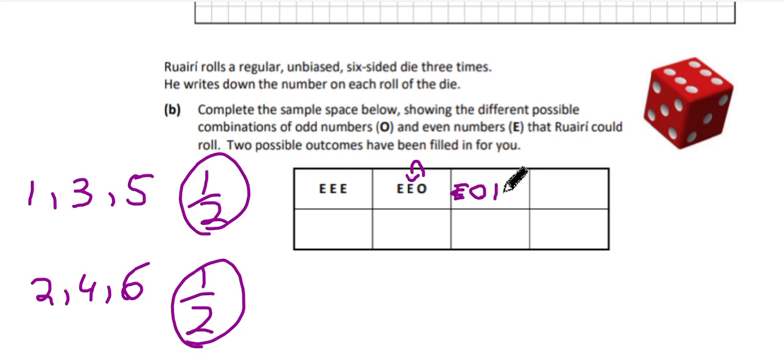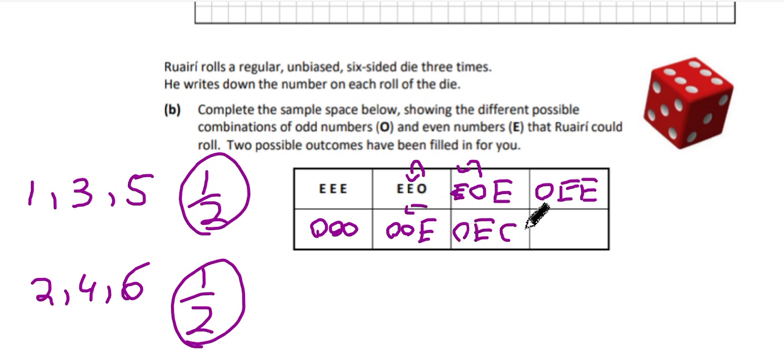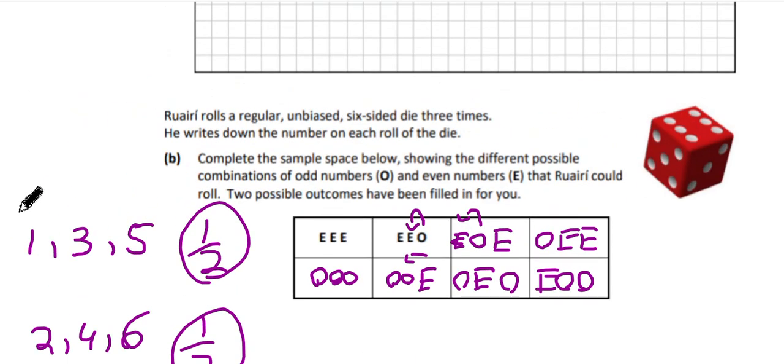EOE. Move the O across again. What does OEE stand for? Odd on the first go, even on the second, and even on the third. Let's do the same thing, this time with O's. O, and then OOE, and then move the E across. OEO, EOO. Okay. Next one.